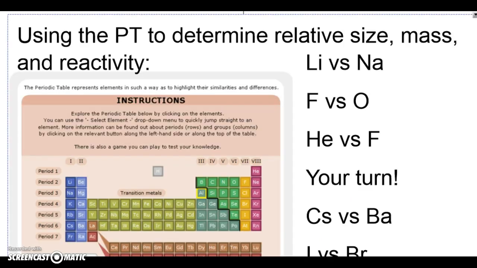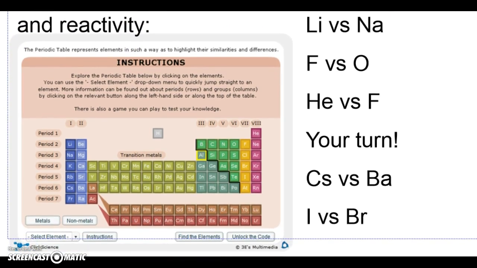So let's go ahead and move on to our next one. We have using the periodic table to determine relative size, which means which one is bigger, mass, which one's heavier, and reactivity, which one reacts more. So we learned that mass increases as you go across the periodic table. So beryllium is heavier than lithium and boron is heavier than beryllium. We also learned that mass decreases as you go down. So sodium is heavier than lithium, potassium heavier than sodium. So that's the trend that we see for mass.